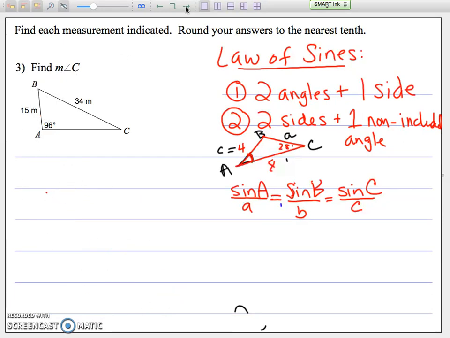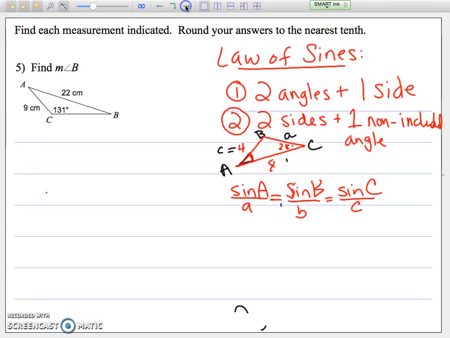This is number 5. Once again, what is step 1? Step 1 is to label my sides. I notice that I have 2 sides and an angle. Therefore, I'm going to use law of sines. I'll also give you a hint. We're doing all law of sines right now.